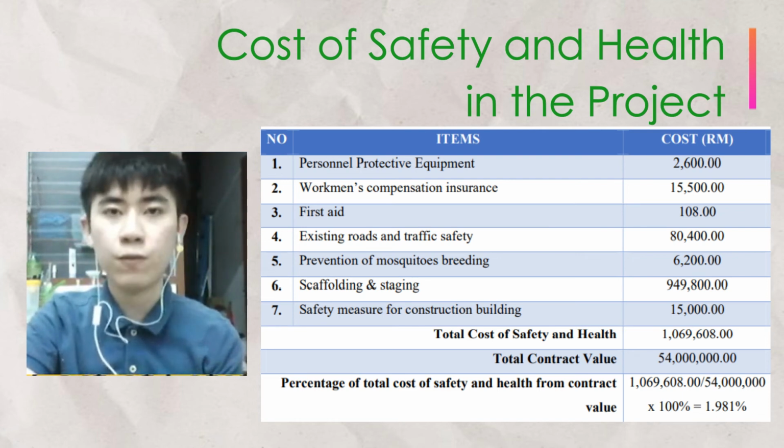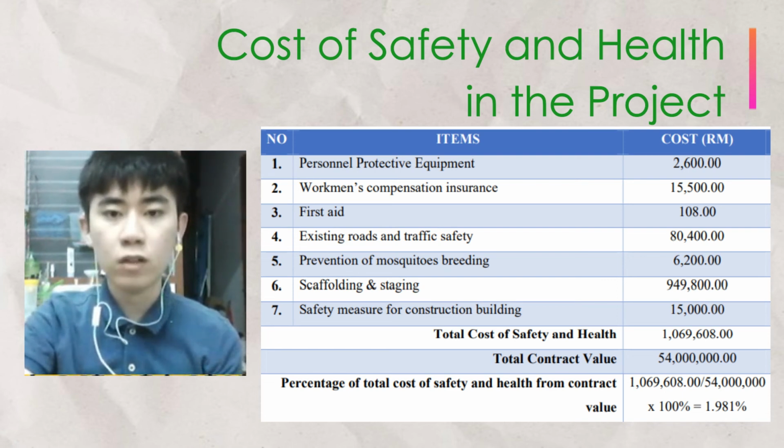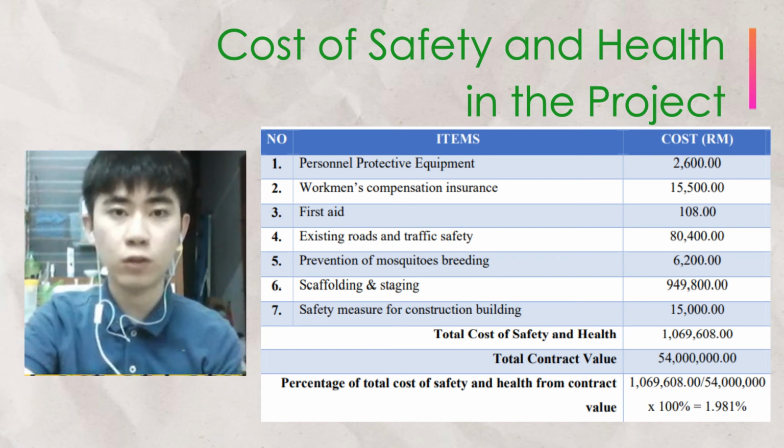The scaffolding and staging is 949,800 ringgit, and the safety measure for the construction building is 15,000. The total cost is around 1,069,608 ringgit. The total contract value is 54 million, so the percentage of the total cost of safety and health from the contract value is 1.98%.